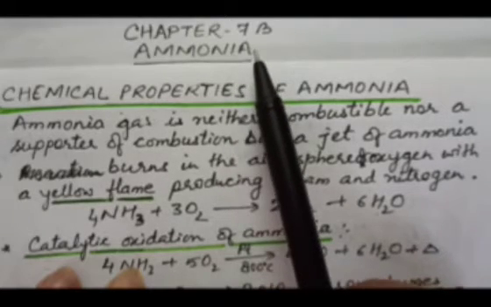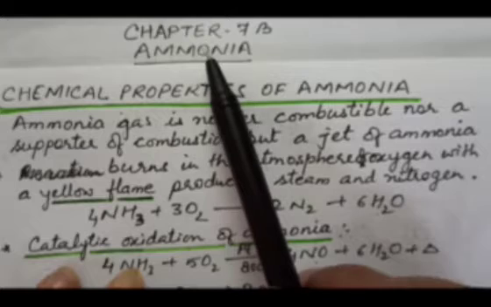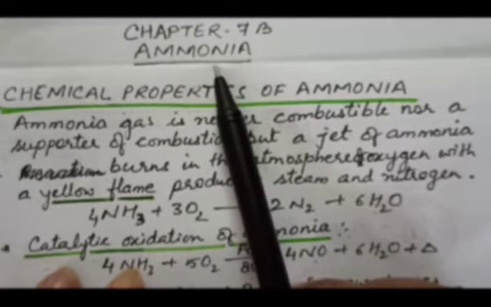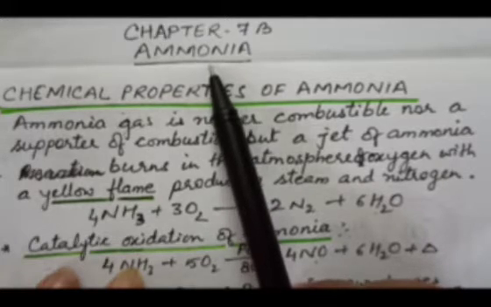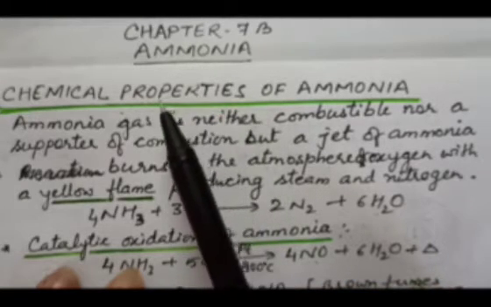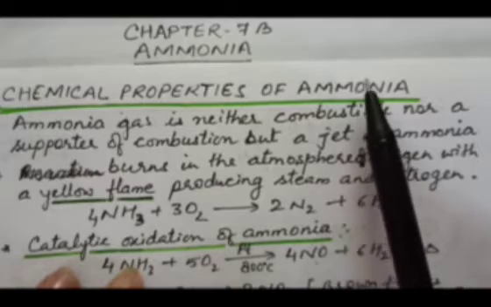Hello class 10th. Let's continue chapter 7b, ammonia. In previous videos we have discussed the laboratory preparation of ammonia and its other methods like the Haber process, and its physical properties. Now in this video we will discuss the chemical properties of ammonia.